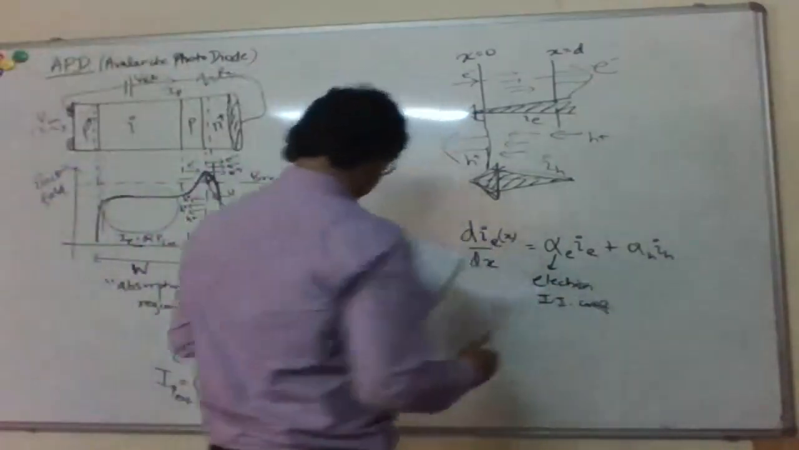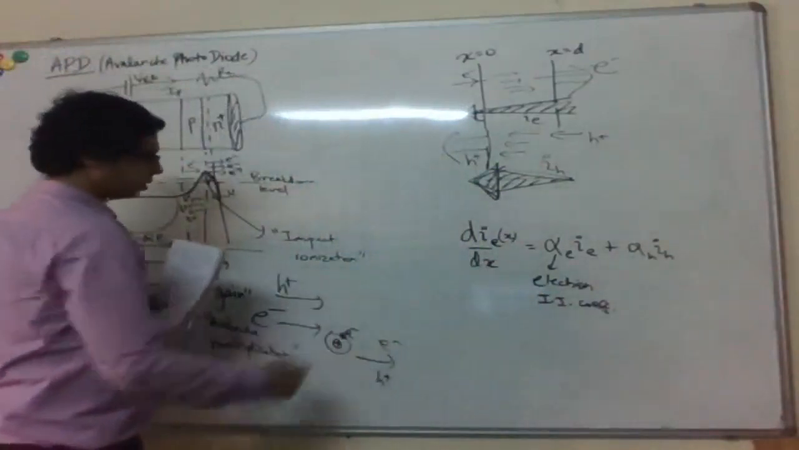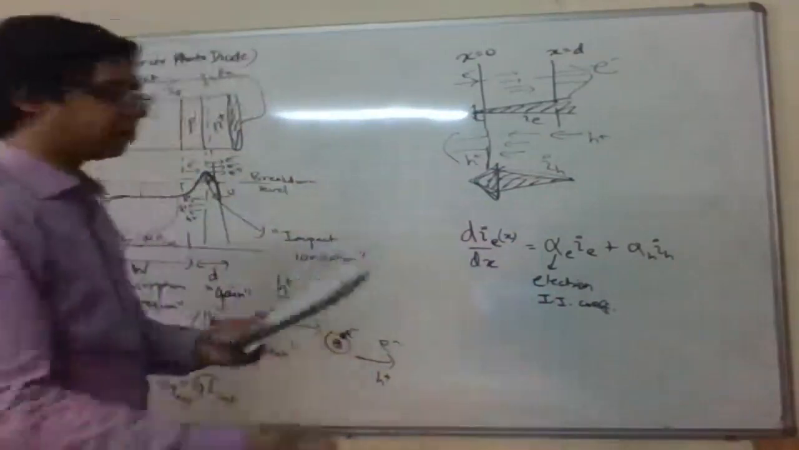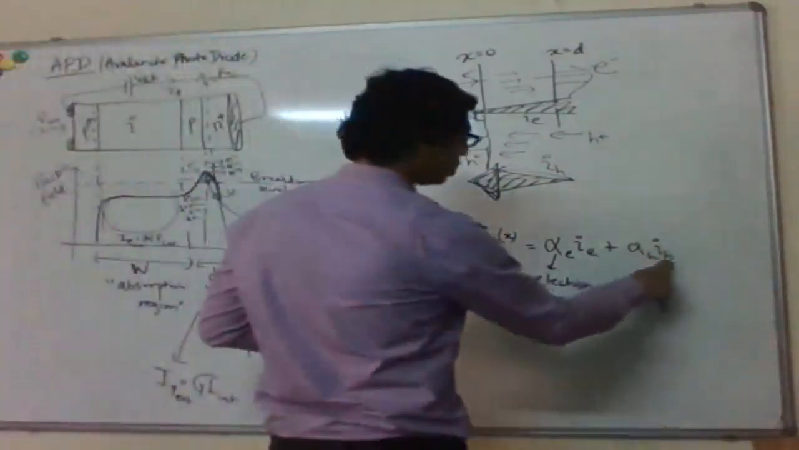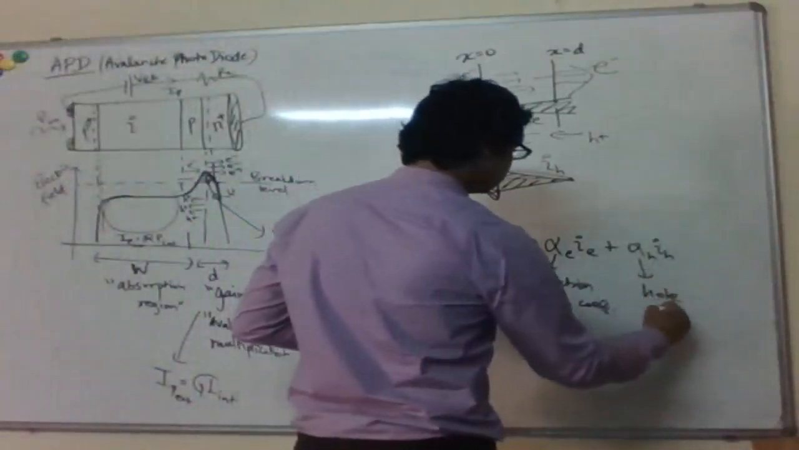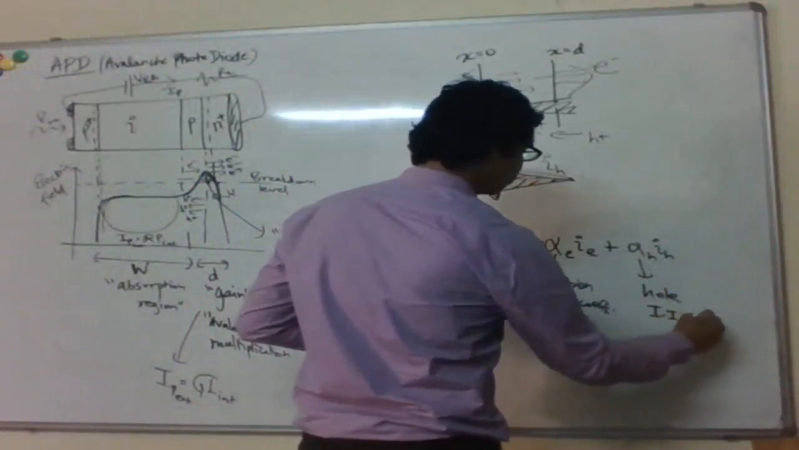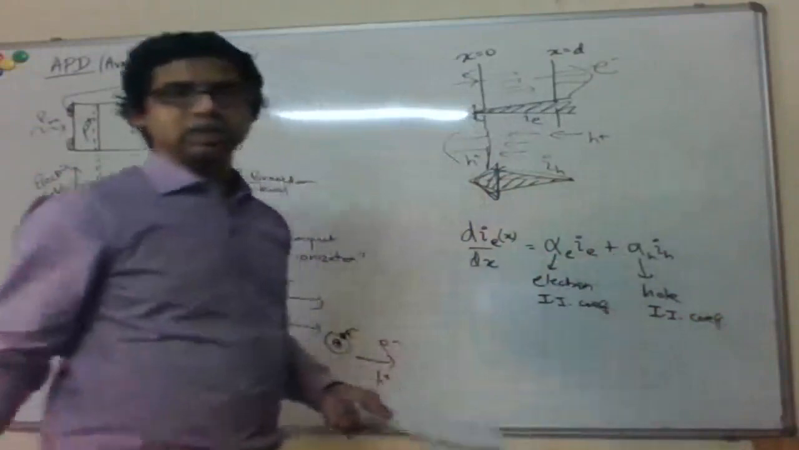With this proportionality factor, alpha_E, being the electron impact ionization coefficient. And then the second contribution is, let's say you have a hole having a collision with an atom and causing ionization. That is proportional to the hole current, and this is the hole impact ionization coefficient, alpha_H. Right, so alpha_E and alpha_H are material constants.